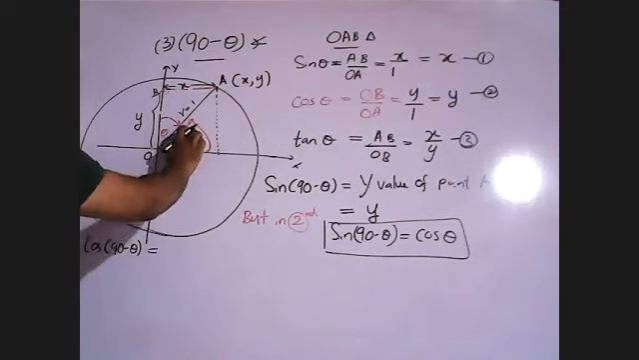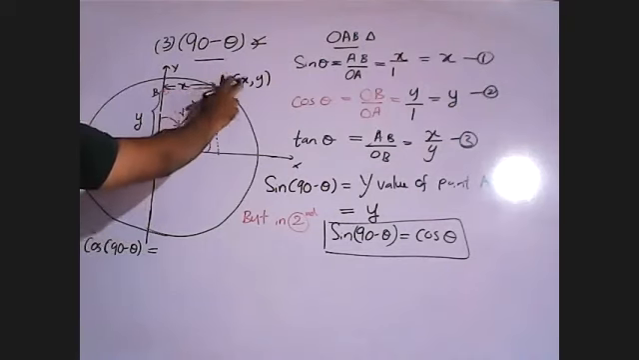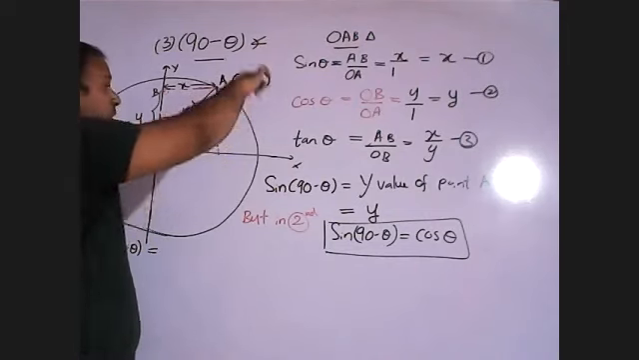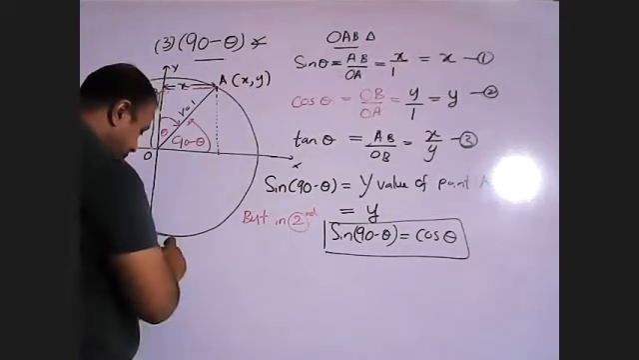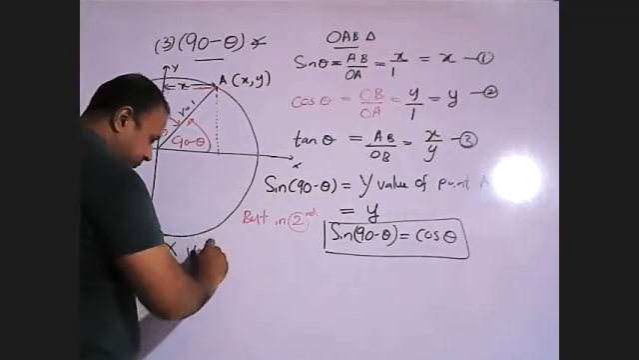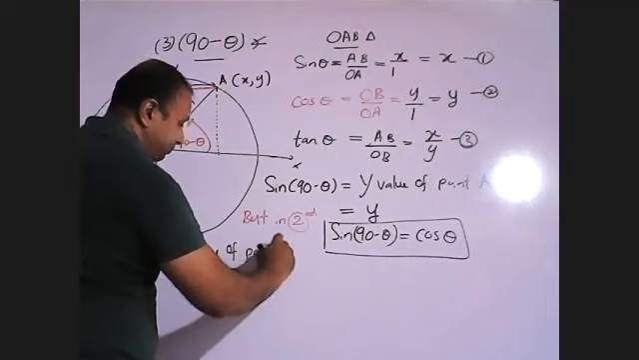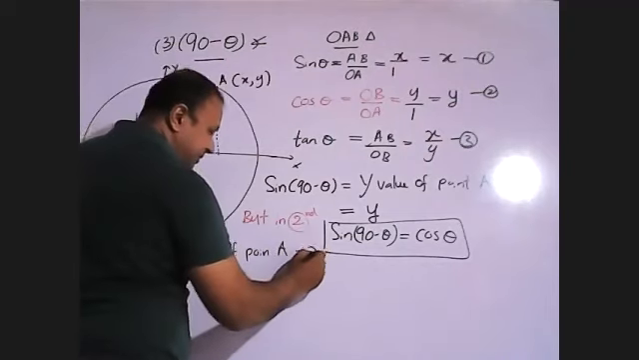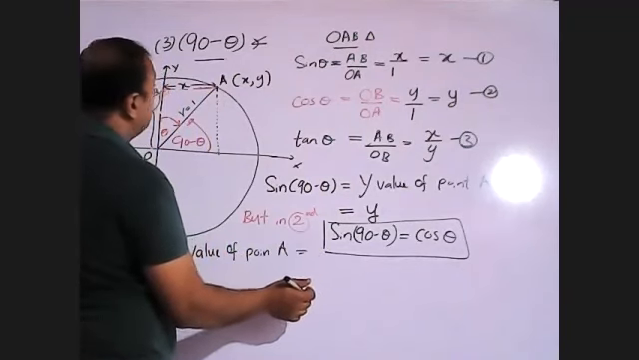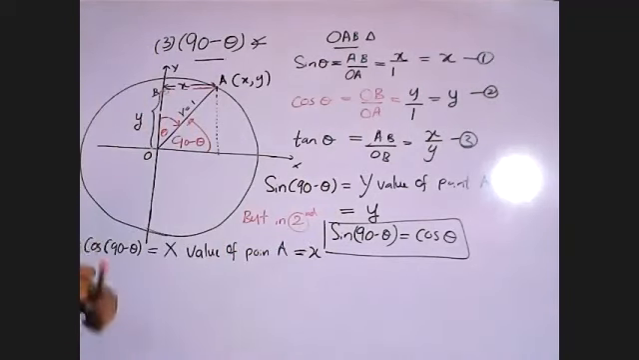Cos 90 minus theta is equal to the x coordinate of the corresponding point. In this case, the corresponding point is point A. So the x coordinate of point A is x. So that is equal to x.